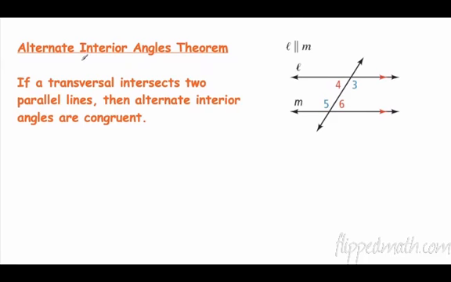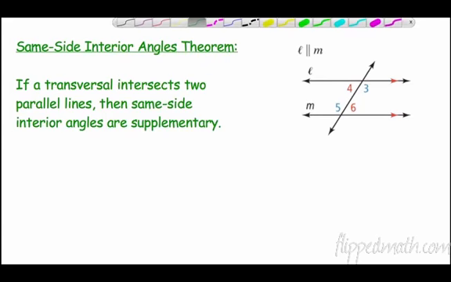The first one is going to be the alternate interior angles theorem. If a transversal intersects two parallel lines, then the alternate interior angles are congruent. So 5 and 3 are alternate interior angles, and since those lines are parallel, angle 5 is going to be congruent to angle 3. Likewise, angle 4 is going to be congruent to angle 6. Congruent is nice because it just means the same. They're easy peasy, right?